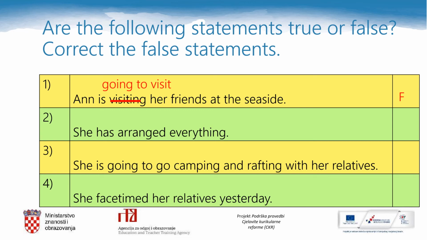Number 2, she has arranged everything. This statement is also false, because she has not arranged everything. Number 3, she is going to go camping and rafting with her relatives. This statement is also false. She is going to go camping and rafting with her friends. Number 4, she FaceTimed her relatives yesterday. This statement is true. Well done.